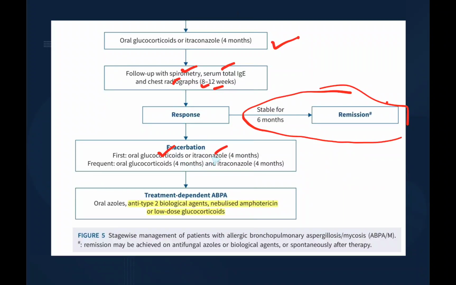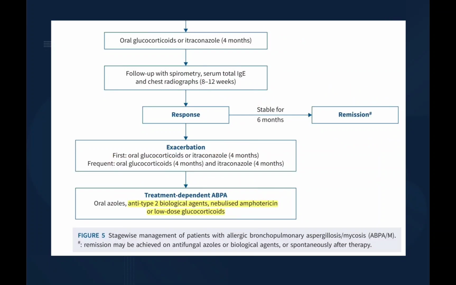If there is frequent exacerbation, then we have to add both. And if the patient is treatment dependent, and we cannot reduce the dose of itraconazole or steroid, then biological agents, nebulized amphotericin, and low dose corticosteroids are the options for ABPA management. So this is a short summary of the ABPA treatment recommendations by the ISHAM team.